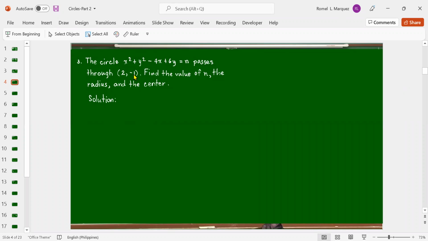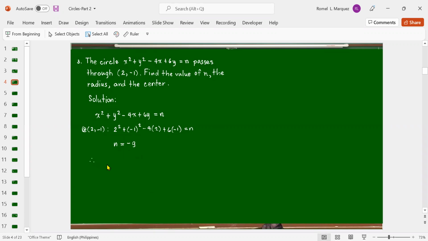Since this (2, negative 1) is a point on the circle, it must satisfy the equation of the circle. So let's substitute 2, negative 1 for x and y respectively. We're given this equation of the circle, x squared plus y squared minus 4x plus 6y, and this is equal to n. At the point (2, negative 1), we get 2 squared plus negative 1 quantity squared, minus 4 times 2, plus 6 times negative 1, and this is equal to n. N therefore is equal to 4 plus 1 minus 8 minus 6, and that is equal to negative 9.